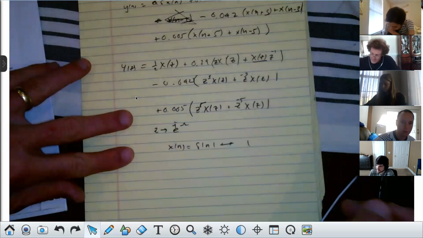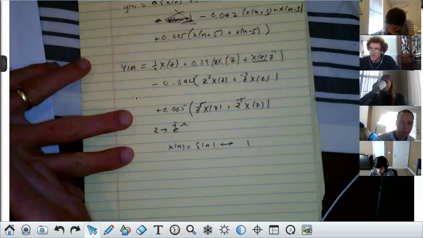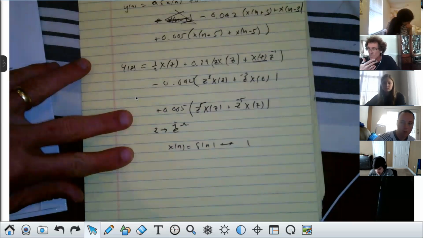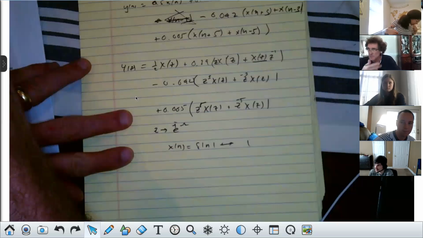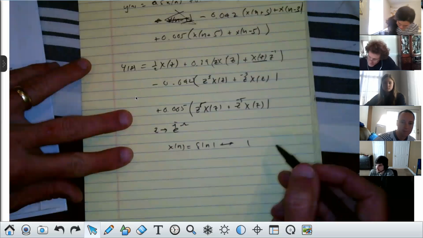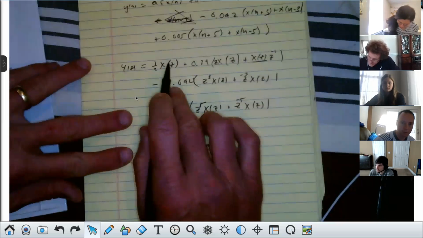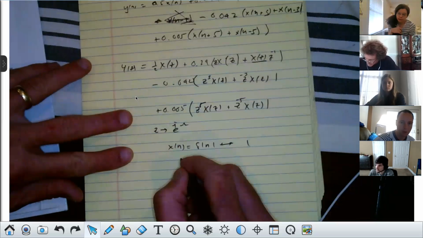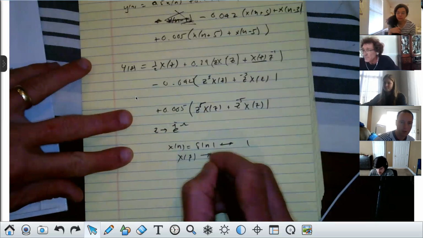Since we want h of omega, which in the time domain is h of n, when you want a frequency domain response, you would assume an impulse as the input. So basically all these values of x of z become 1. That's what I'm really saying. X of z then becomes 1. Do you agree with me, everybody?